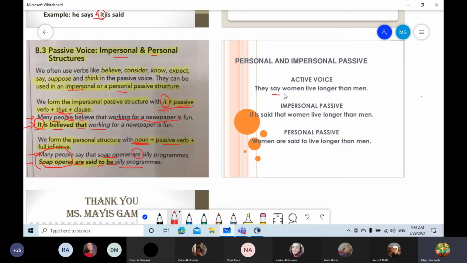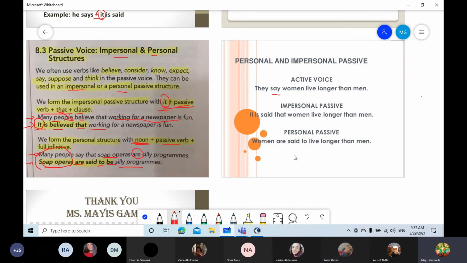Yes, okay, continue. Plus the verb 3, which is said. Plus that, and then we continue the sentence: women live longer than men. So our new sentence will become, can you please read it? Yes, it is said that women live longer than men. Thank you, Juan.